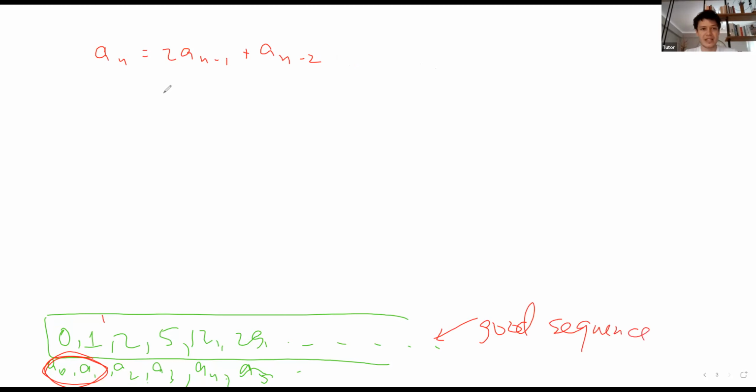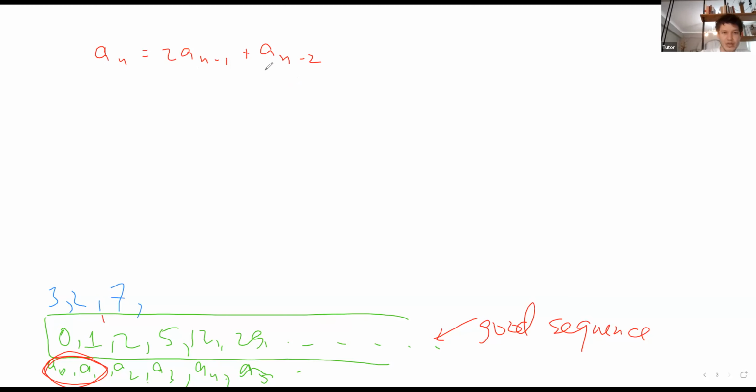It's called that because it satisfies this relationship, right? But here is the thing: there's not only one good sequence, there are multiple good sequences. It all depends on the starting conditions. So let's take another look. What if I had a sequence that started with 3 and 2? If I plug in 3 and 2, what do I get? 3 plus 4, I get 7, right? So the next term would be 7.